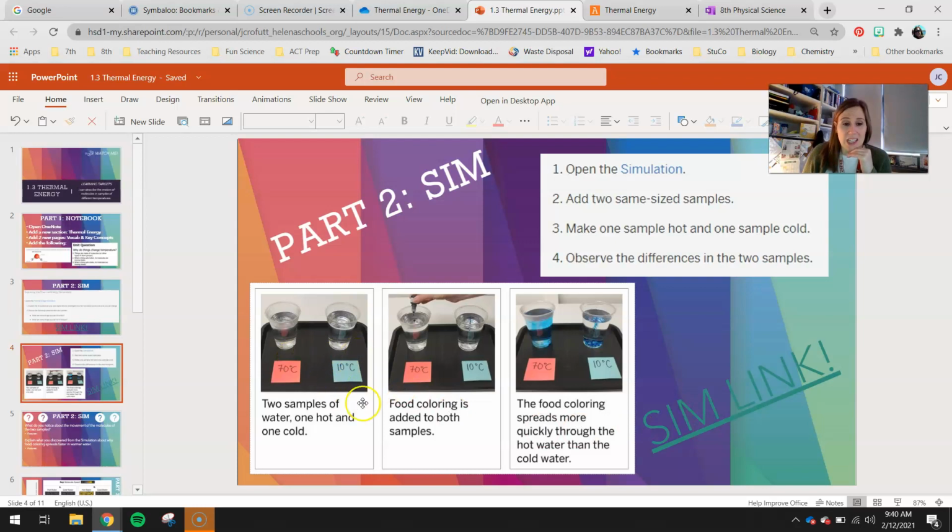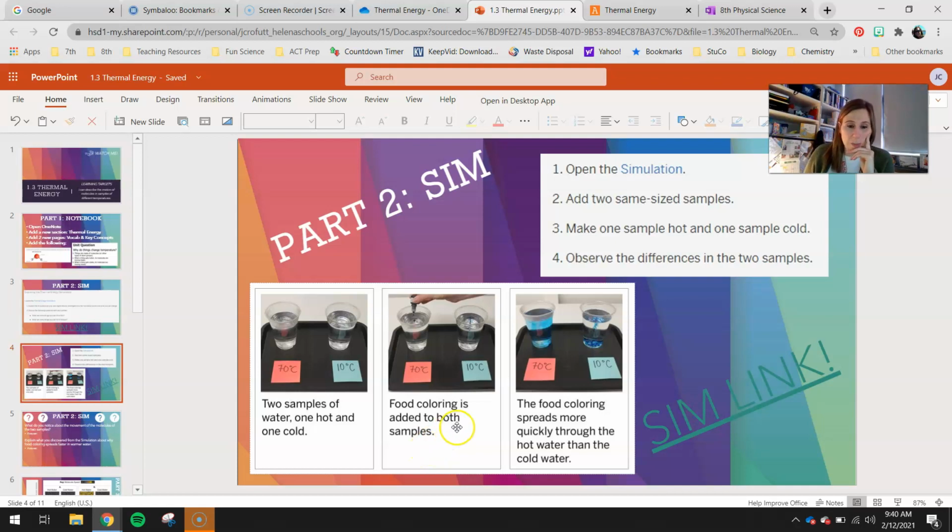In this one you guys have 10 degrees Celsius water. So remember, water freezes at 0 degrees Celsius. And then 70 degrees Celsius water. Remember that water boils at 100 degrees Celsius. So these aren't quite hot or cold, but they are definitely a big difference in their temperature. So 2 samples of water, 1 hot and 1 cold.